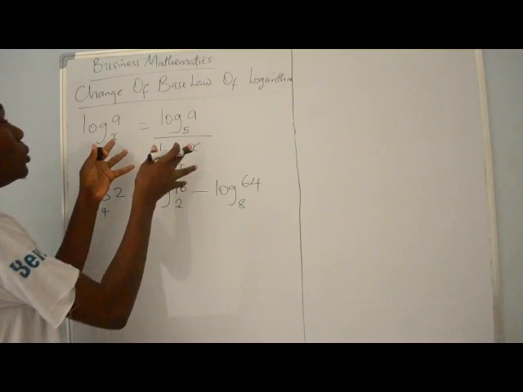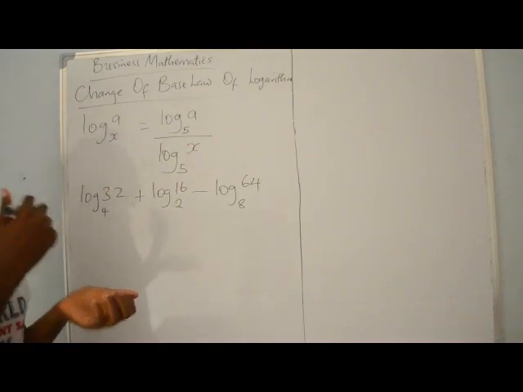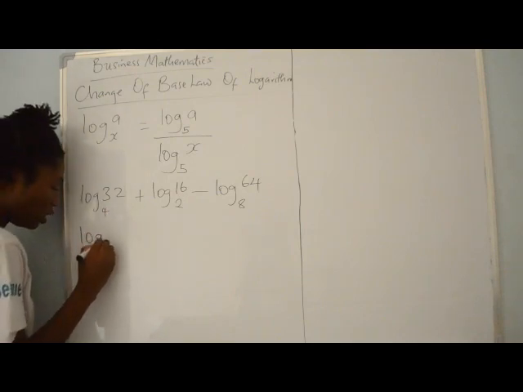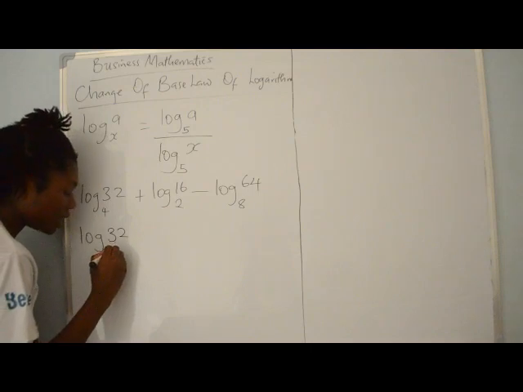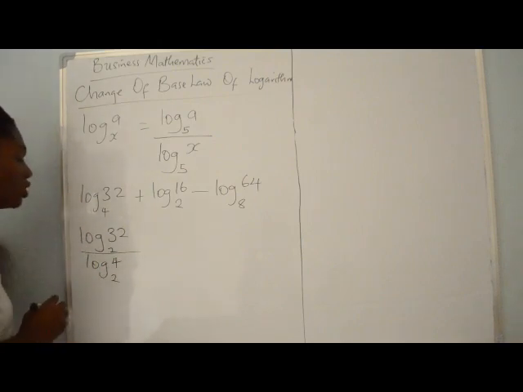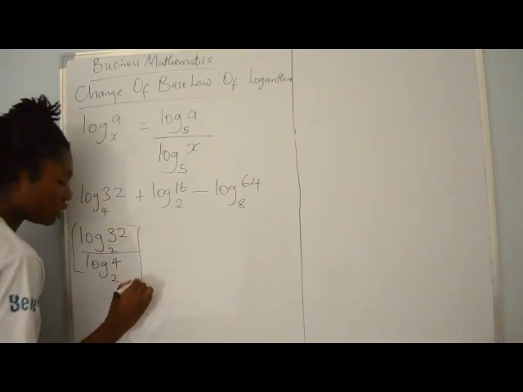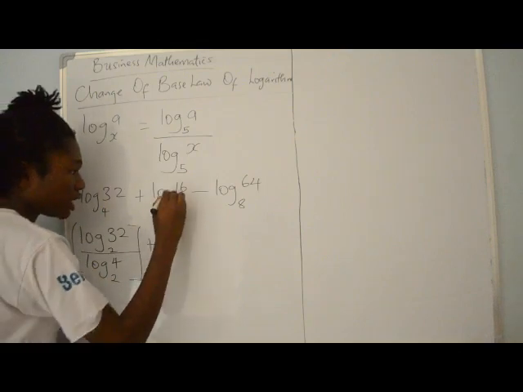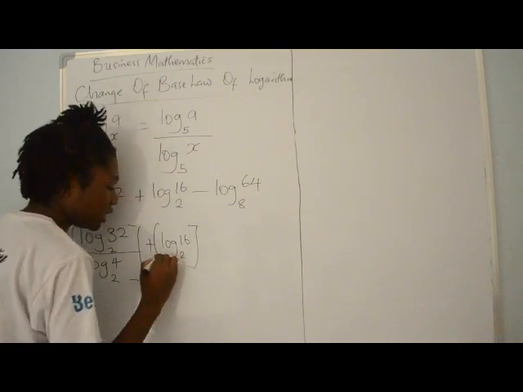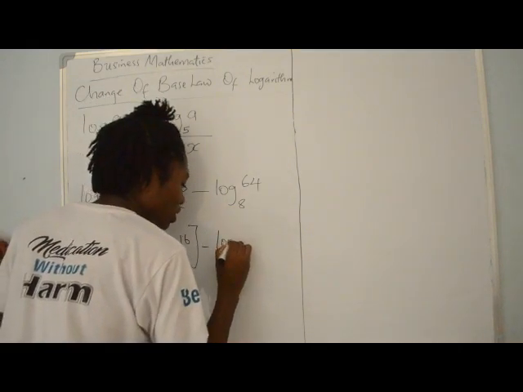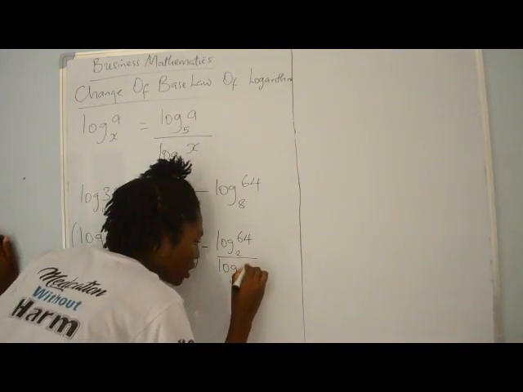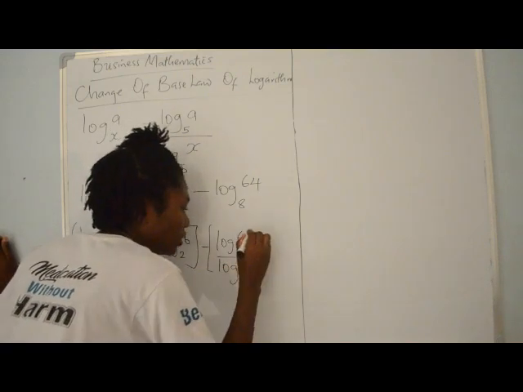Now we're going to be doing it together. Like we said, when changing to a new base, you take the logarithm of the whole number in the new base and divide it by the logarithm of our base in the new base. So what we'll be having here will be log 32 in base 2, divided by log 4 in base 2. I'm going to keep this in brackets so that we don't get confused. Let's plus, this is already in our new base, so it will just be log 16 base 2. And then for the other one we are having log 64 in our new base 2, divided by log 8 in base 2. Let's also keep this in brackets.